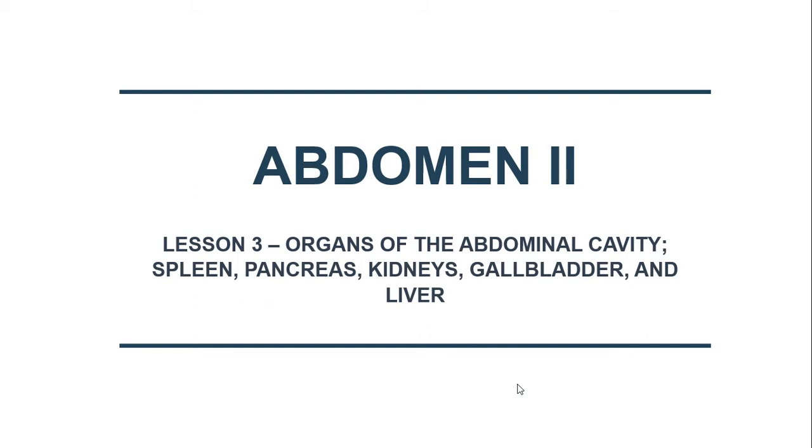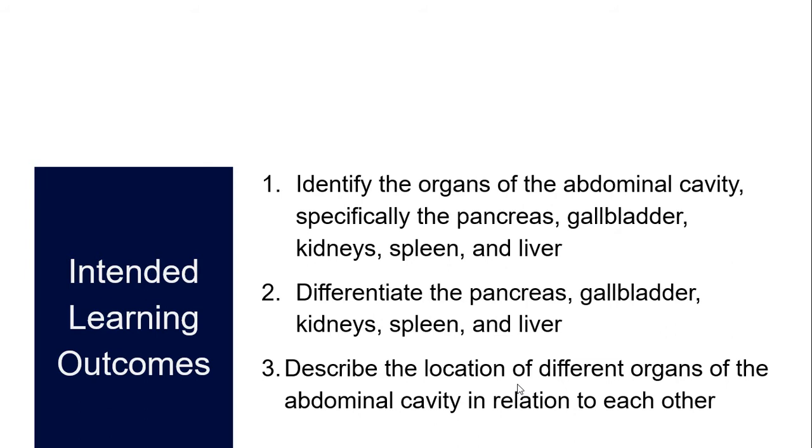So we are going to discuss the spleen, the pancreas, the kidneys, the gallbladder, and then the liver. At the end of this module, the students must be able to identify and differentiate the organs of the abdominal cavity, specifically the pancreas, the gallbladder, the kidneys, the spleen, and the liver. And also to describe the location of different organs of the abdominal cavity in relation to each other.